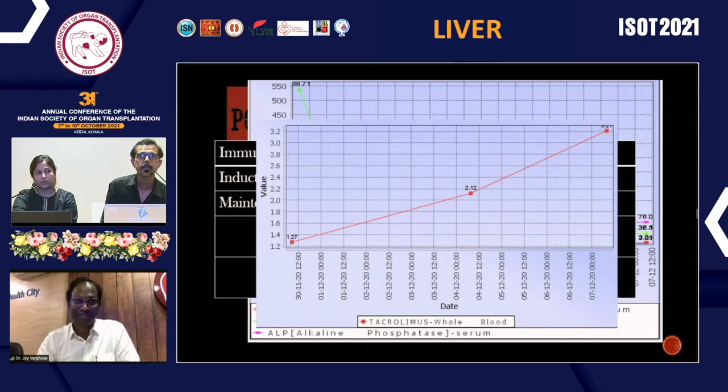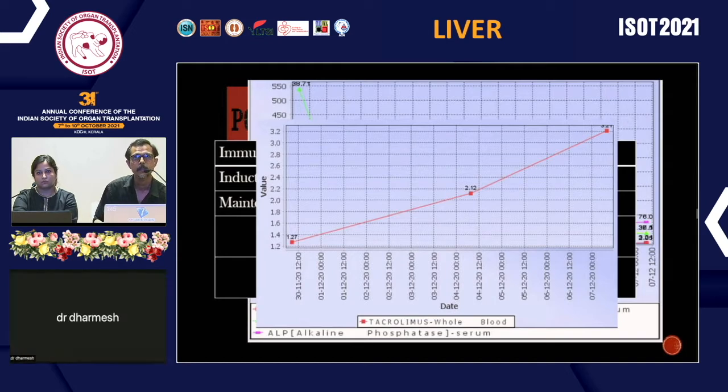Thank you, Dr. Joy. We got the message. So you do not use a steroid sparing regime. Basiliximab is used sparingly. We'll move on with the case.